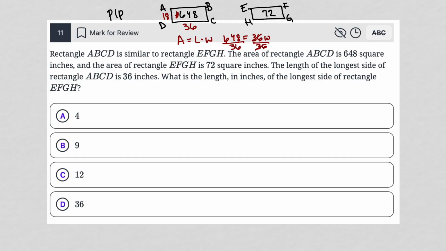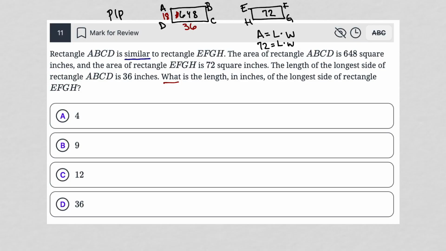Okay, so then what does the question go on to say? It says the longest side is that, 36. Okay, the next sentence, what is the length in inches of the longest side of rectangle EFGH? So the longest side of rectangle EFGH, I don't know. I don't really know anything about EFGH except for the area is 72. I, of course, still know that the area here, just like before, is length times width. But I don't know length, I don't know width, I just know that this 72 is what I want. So what am I missing? What information was provided that I haven't used yet?